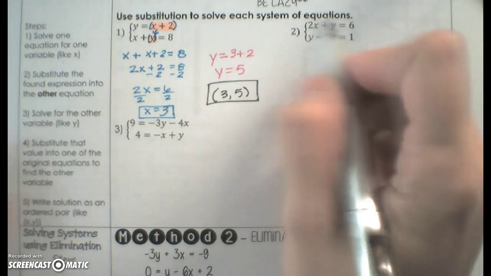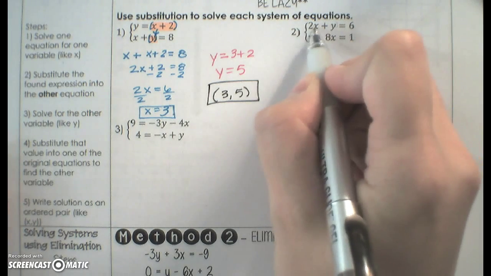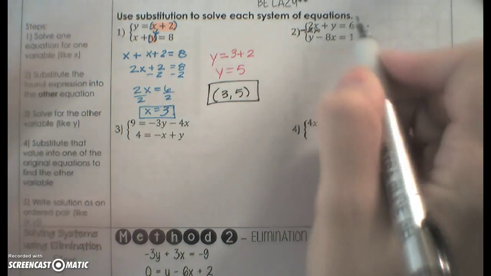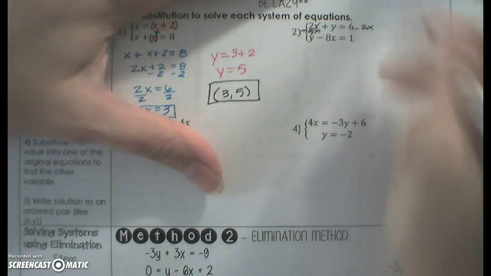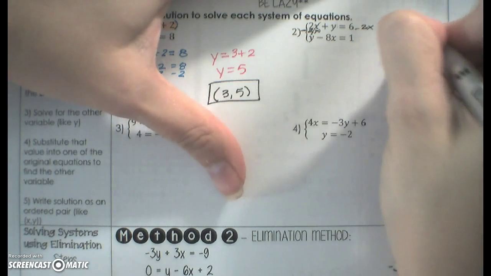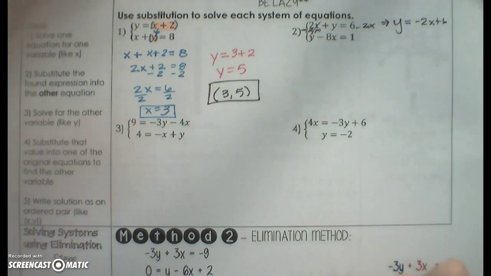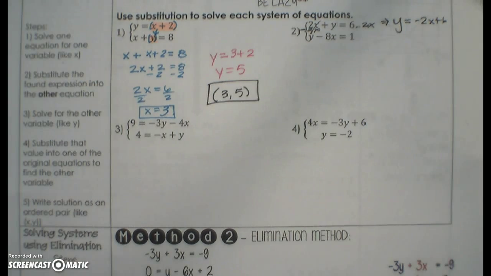So up here I see y is almost alone. I would just need to get this to the other side. And I could do that by subtracting 2x. So when I subtract 2x, I get y equals negative 2x plus 6. That's going to be the same thing as that top equation. But now I know what y is going to equal.